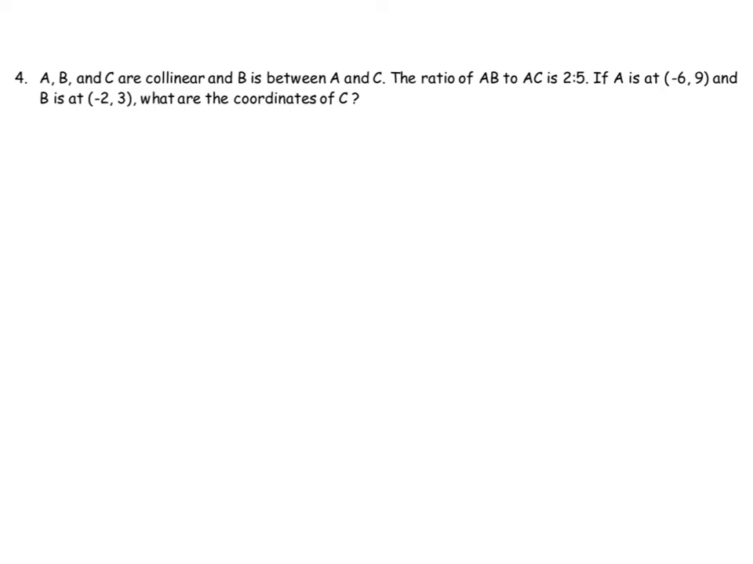This is tricky wording. A, B, and C are collinear. B is between A and C. So I'm just going to make a quick little sketch for myself that it's A, B, and C. Okay, the ratio of AB to AC, the whole, is 2:5. And we're given the coordinates of A and B, and we want to find C. This is what we are looking for. All right. So it's a pretty tricky problem. We're definitely going to need a little sketch to help us visualize what's going on.